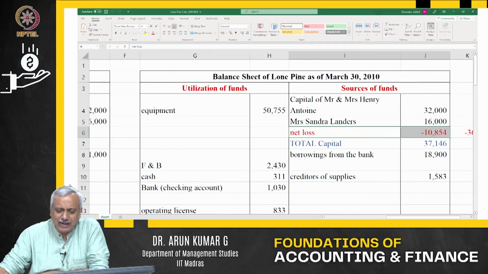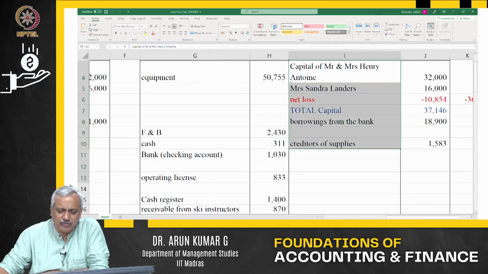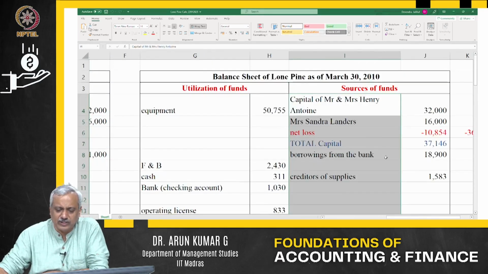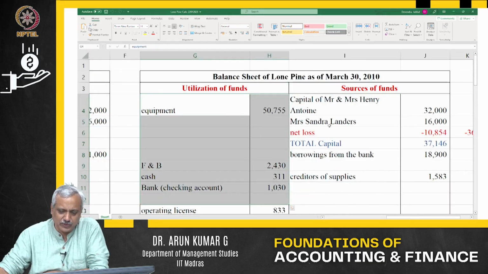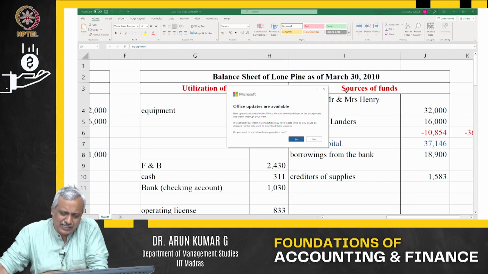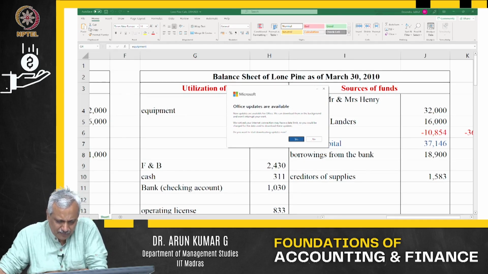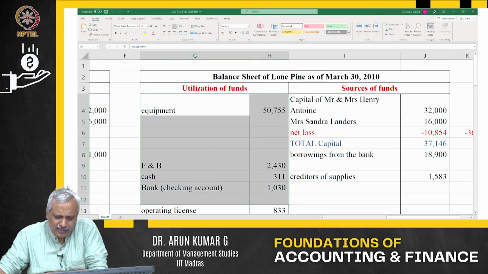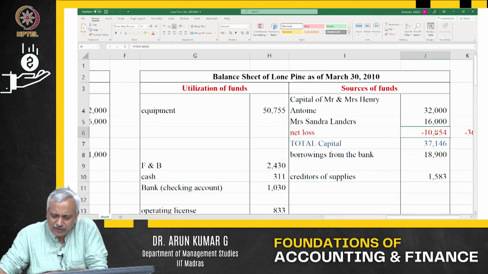When we prepared this balance sheet, I talked to you about the sources of funds and the utilization of funds. That is what I have also written out. We arrived at this: if the sources of funds are more than the utilization, that is, you have made an inefficient utilization of the funds, that leads to what you call a loss, and that is what we could see in this particular case.